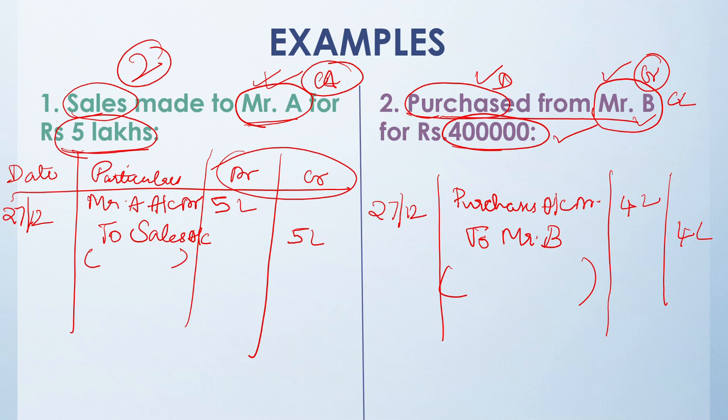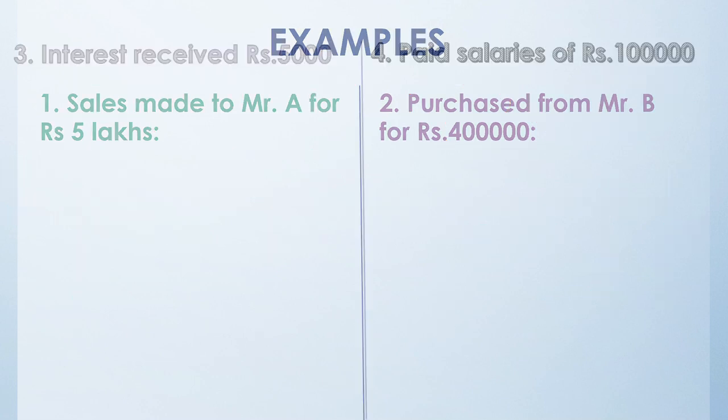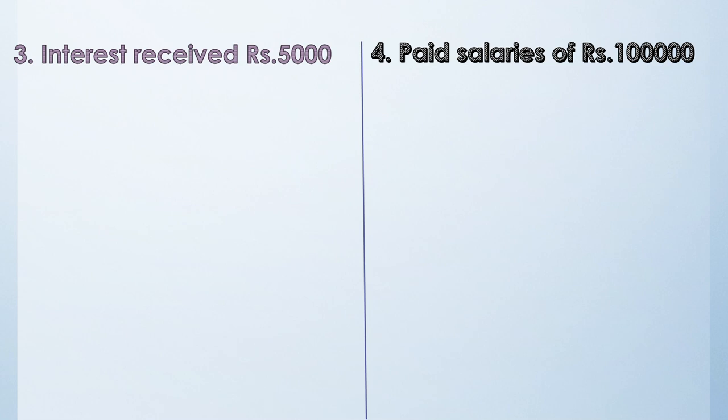So I hope both the examples are clear here. One is for credit sales, the other one is for credit purchases, right? Now moving on to the third one. The third one is the cash receipts journal, right?